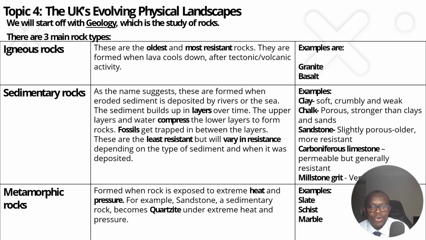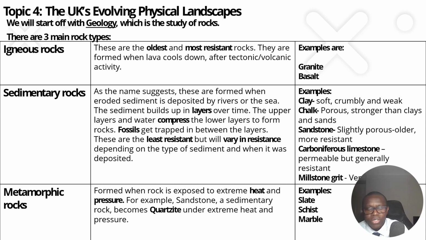So moving on to rock types, it will be important for us to identify the three main rock types that will be discussed in this particular topic. As you may have studied these at Key Stage 3, we know that the three main rock types are igneous, sedimentary, and metamorphic rocks. Now, it will be important for our examination to be able to identify the characteristics of each of these different types of rock.